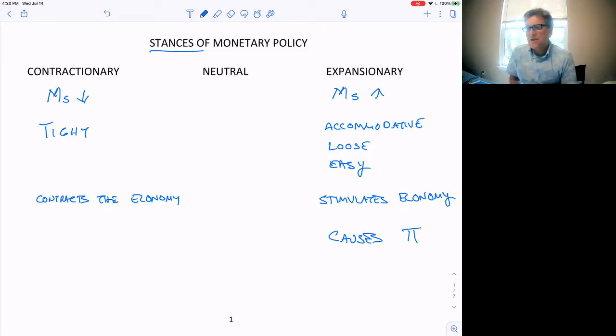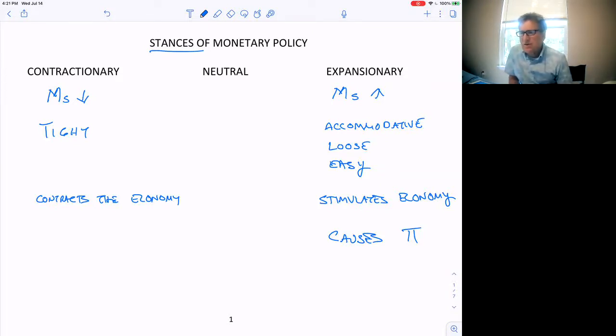Contractionary policy is not used very often. The main reason why a central bank like the Federal Reserve would pursue a contractionary policy is because inflation is too high. And if they deem inflation is too high, then they will move to a contractionary policy. If they don't think inflation is too high, or is not going to be too high in the future, then they're reluctant to try to pursue a contractionary policy.